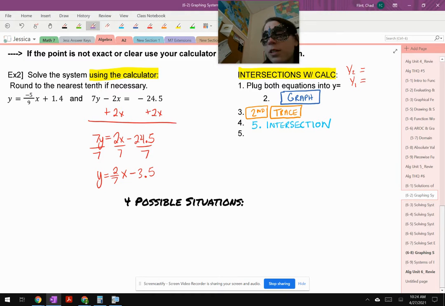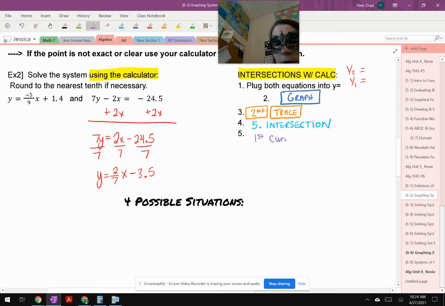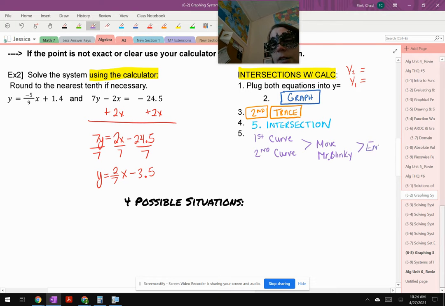So I'm just going to jot down some more of these steps. Choice 5, intersection. So then it asks you first curve, second curve. You're going to move Mr. Blinky. Hit enter. And then I guess I am going to add a 6th step. That 6th step is when it asks you if you want it to guess. And you do, so you're going to hit enter. Boom.